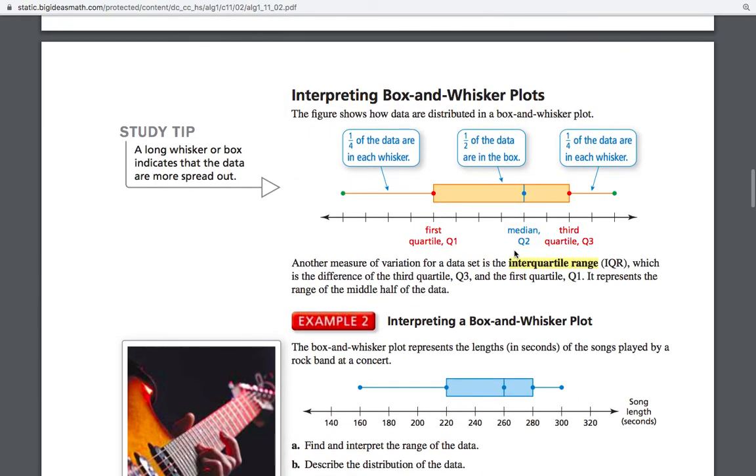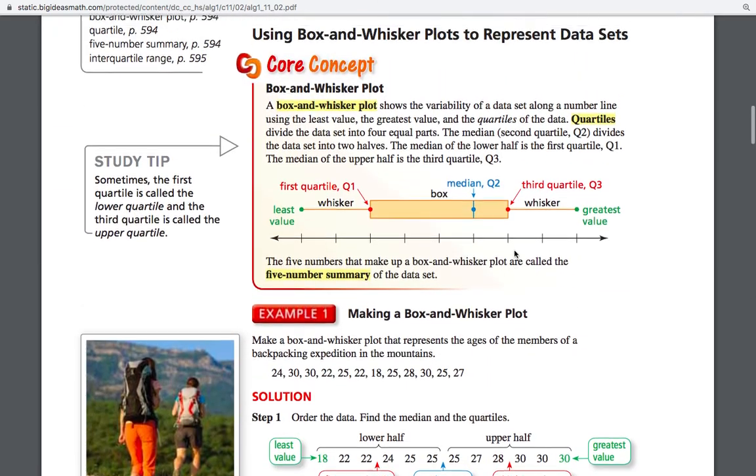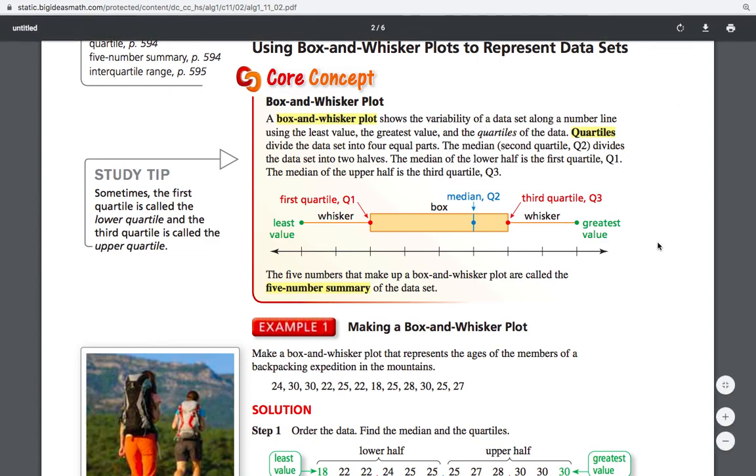So make sure that you understand what the box and whisker plot is showing you here.